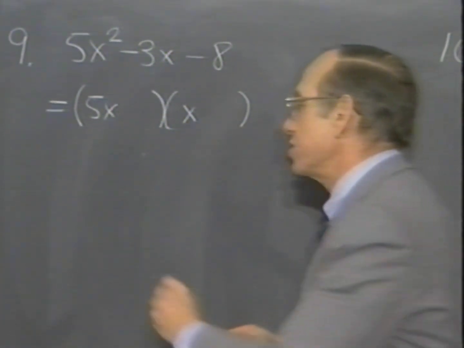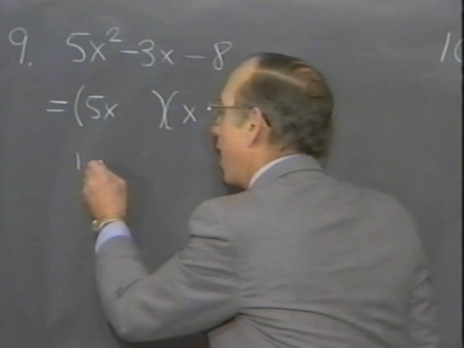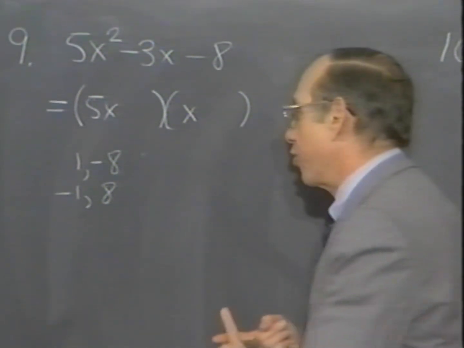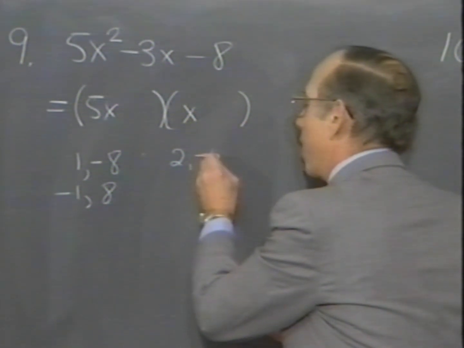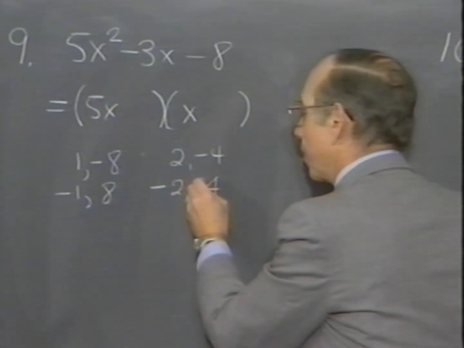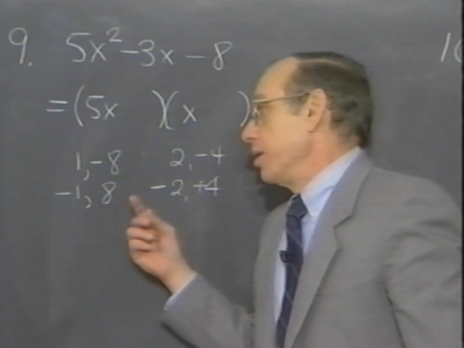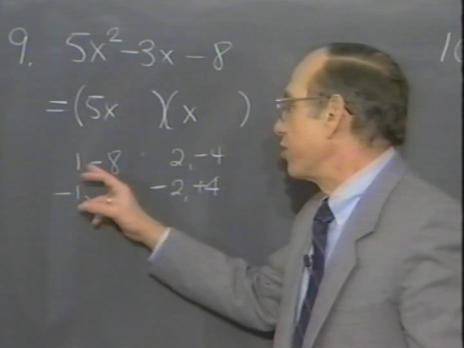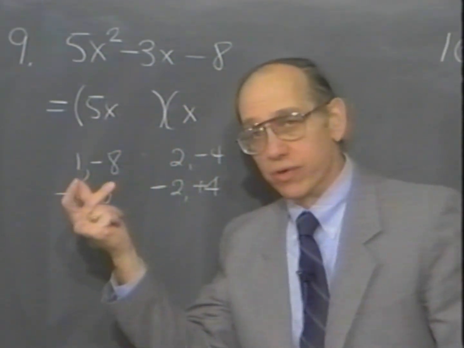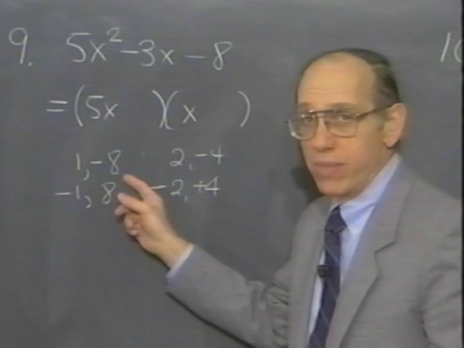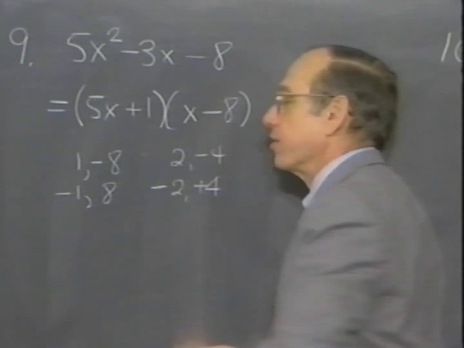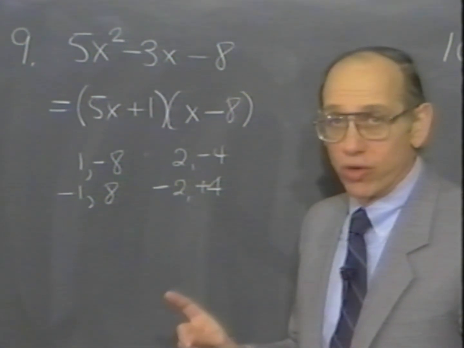The factors of minus 8 would be 1 and minus 8, or minus 1 and plus 8. The other possibility is 2 and minus 4, or minus 2 and plus 4. But of course, you've got to realize that these are not only the possible factors, but they could go in here and here, or they could be reversed. So let's start with 1 and minus 8, and we'll try putting the plus 1 here and the minus 8 here. And we'll check that cross term.